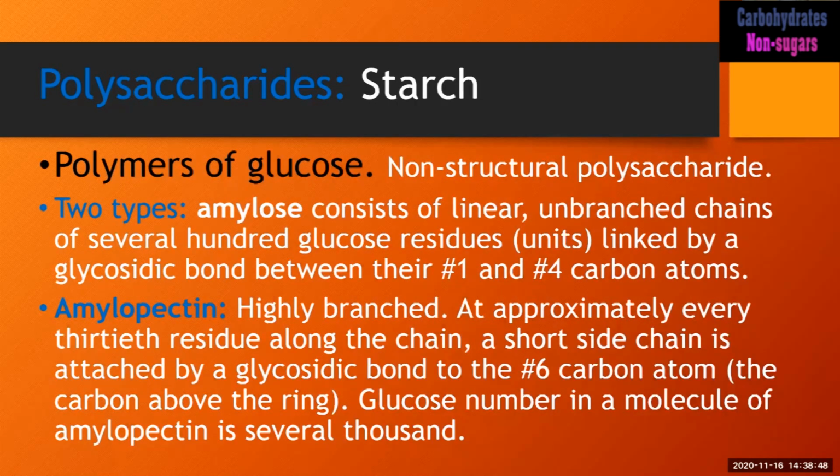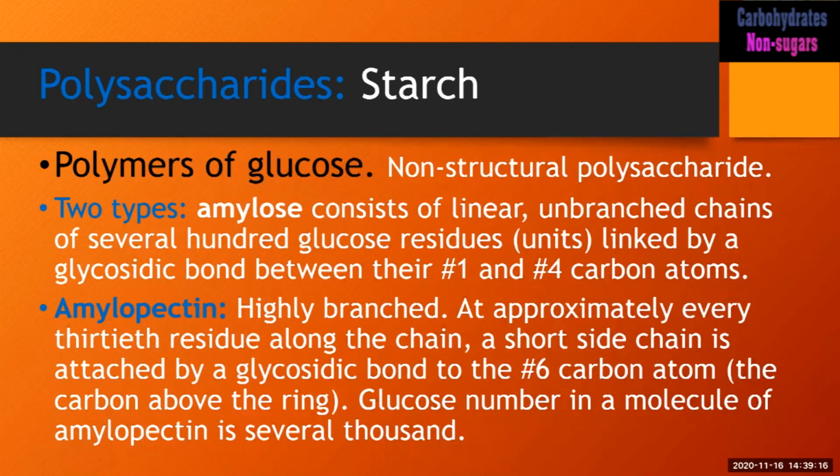Next comes starch. Starch is a polymer of glucose. It is also known as a non-structural polysaccharide. If you remember, we also classified carbohydrates into structural and non-structural. Non-structural carbohydrates include this starch. There are two types of starch: one is amylose and the other is amylopectin.